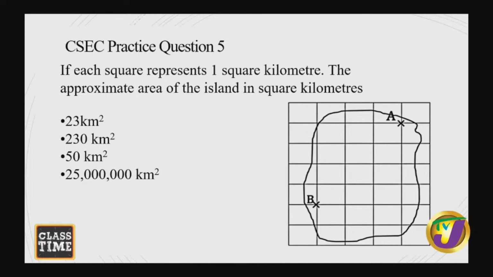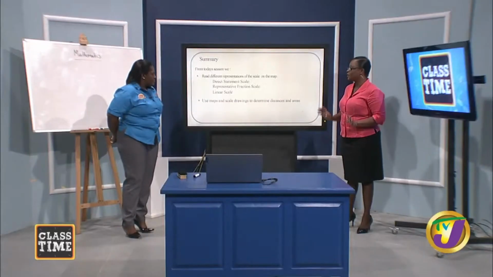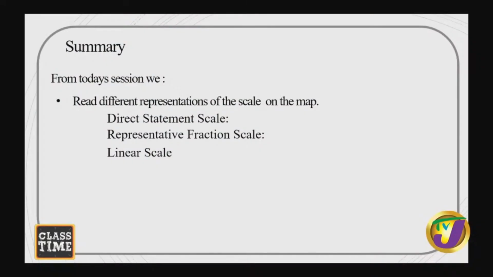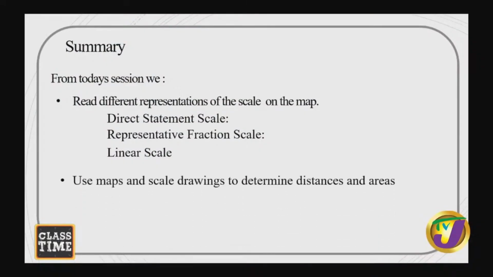It is important to understand that in this case, 1 square kilometer, that's one of those little squares, will have dimensions 1 kilometer by 1 kilometer. So when we count all of those, our answer would be 23 square kilometers. So for today, we have done much. We read the different representations of the scale on the map, and we used maps and scale drawings to determine distances and areas. That was much, right? Well accomplished. I believe so. And that is it.